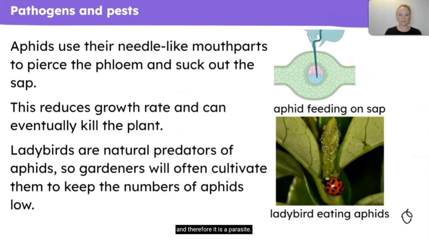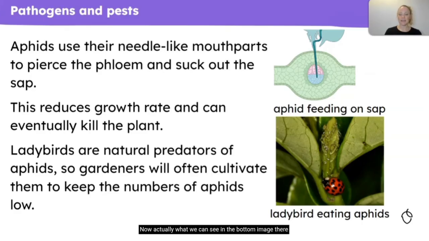and therefore it is a parasite. They have really pointy, needle-like mouth parts, and they poke that into the stem down towards where the phloem is. You can see that in the top image there, and then they can suck that sap out, essentially taking all the sugars and the nutrients that are in that sap. This will reduce the growth rate and can eventually kill the plant if there are enough of them on there.